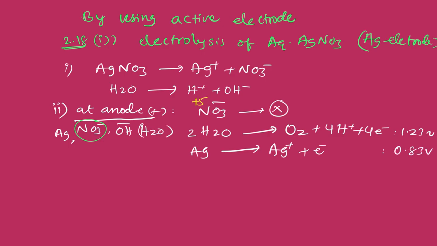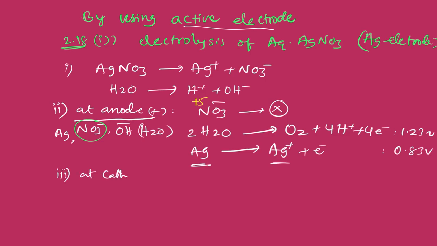At anode, the lower value will be oxidized first. Because I wrote that Ag is active, in the question it is given as active electrode. Therefore, Ag also undergoes oxidation. Now, what is the product at anode? Ag plus.